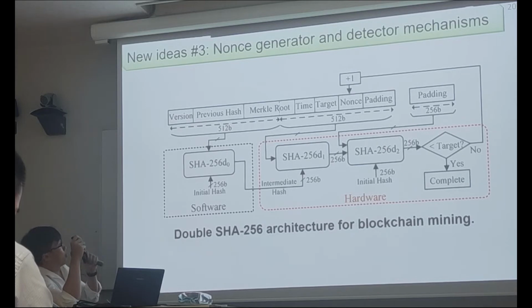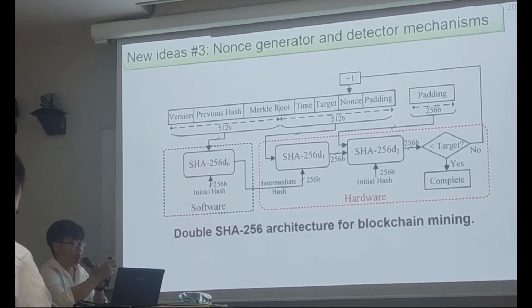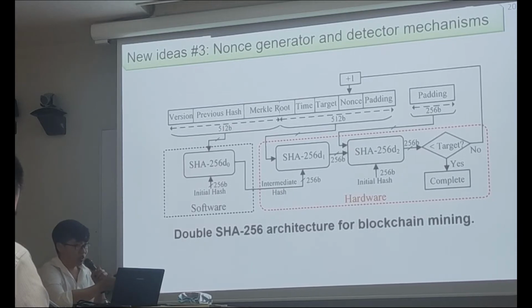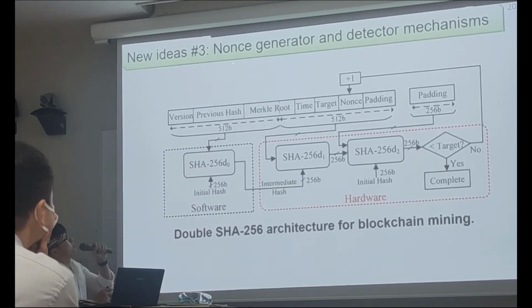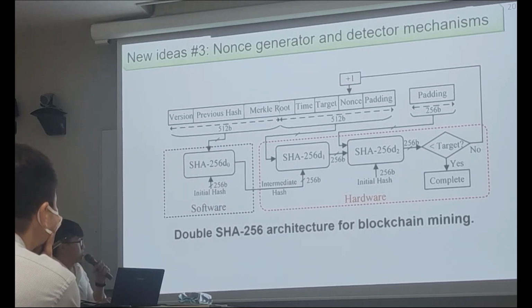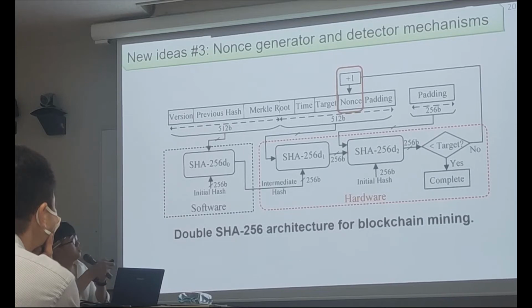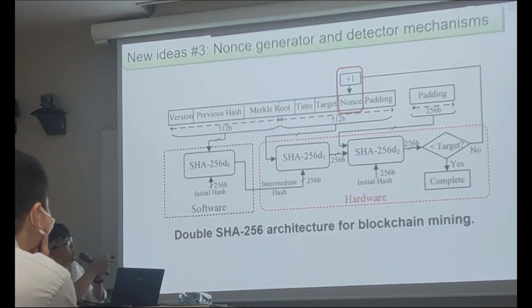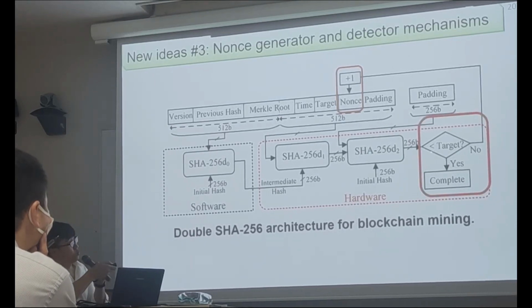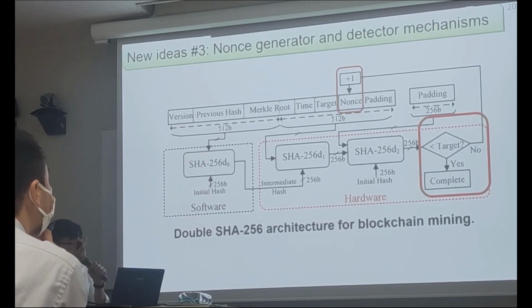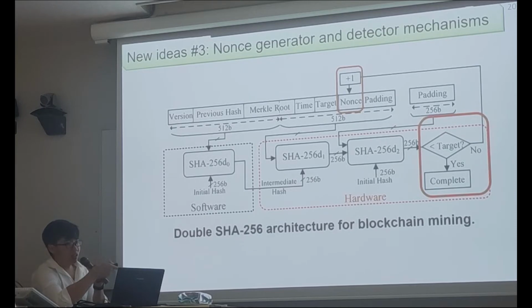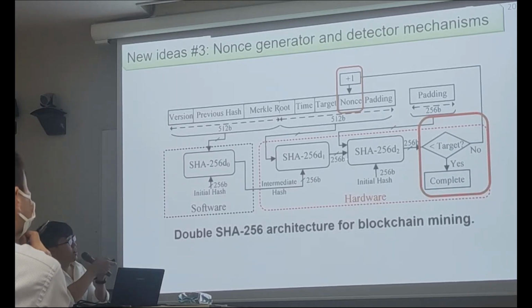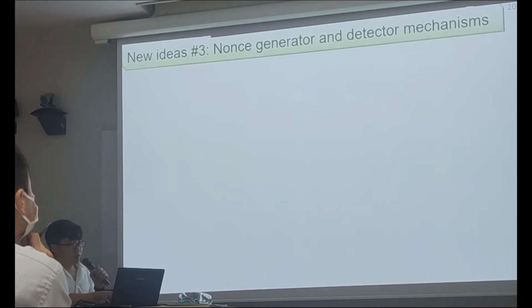In the next one, I want to improve blockchain mining, because our accelerator is also used for blockchain mining. Idea 3 is named the nonce generator and detector mechanisms. As you can see here, this is the double SHA-2 architecture for blockchain mining. This is the block header and the nonce value. They have to try nonce values to find a hash output smaller than the target. But this is not easy work. You have to compute billions of nonce values to find the valid nonce. It takes a lot of time.